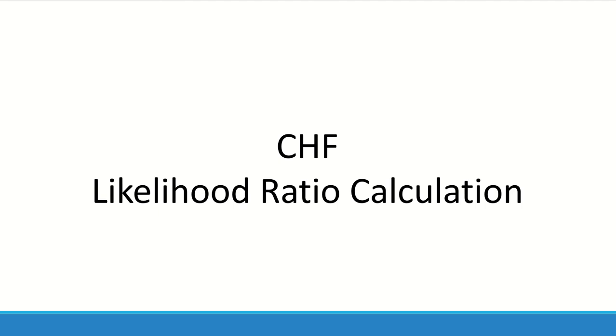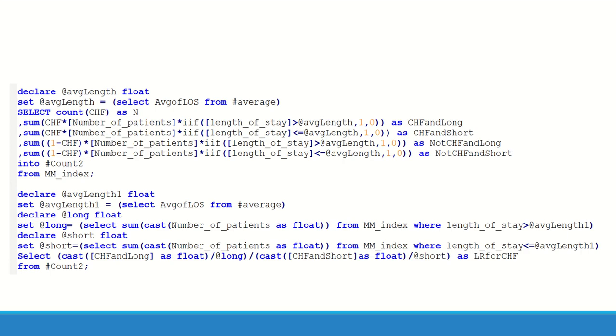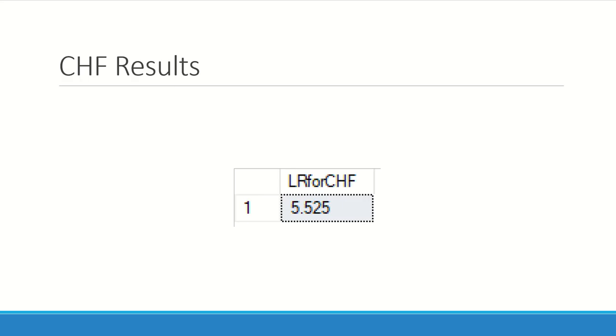The next step shows how to calculate the likelihood ratio for coronary heart failure. This code is essentially the same as the code seen before for calculating the likelihood ratio of MI. However, this time we substitute anywhere that there was the variable MI from the index table created in the first step with the variable CHF to get the likelihood ratio for coronary heart failure. Shown above is the SQL output for the CHF likelihood ratio. This likelihood ratio is about 5.5.